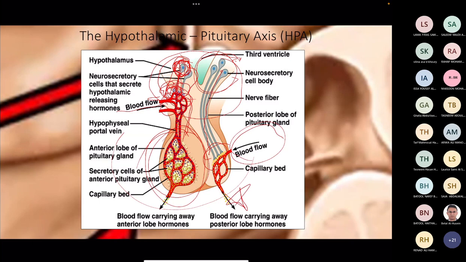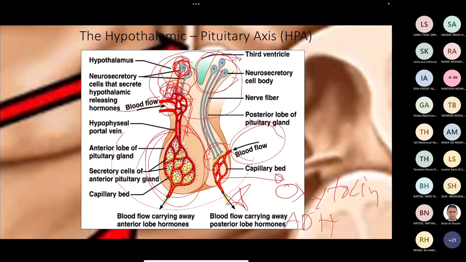So the posterior pituitary is like, you could say, one step, and the anterior pituitary has two steps of release of hormonal agents. Now there are some different hormonal agents that are released from the anterior and posterior pituitary. We'll talk about them now. The posterior pituitary, in fact, releases two components. One is called oxytocin, and the other one is antidiuretic hormone.